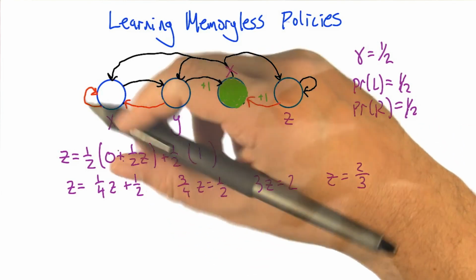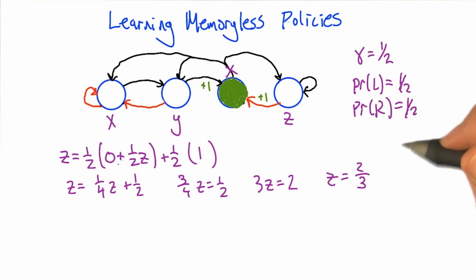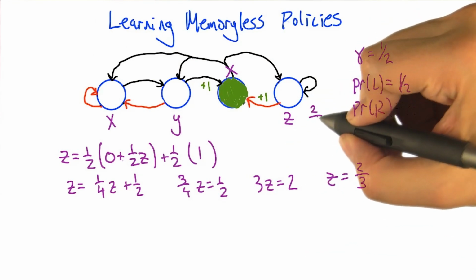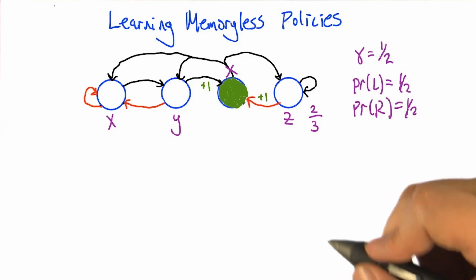Okay, fair enough. I thought that would make things easier. All right, so z is 2/3. And let's work out x and y. Okay, so I guess you will do a similar thing.